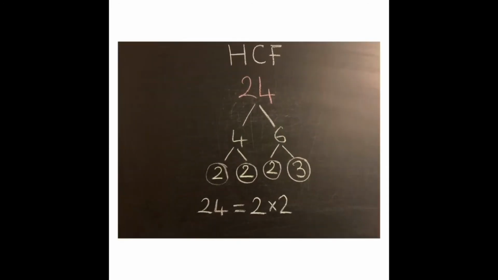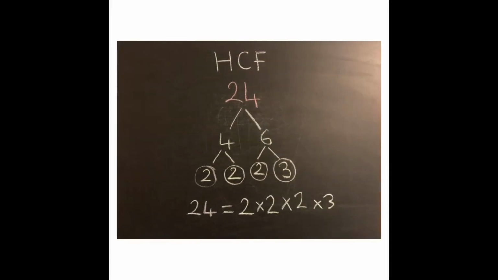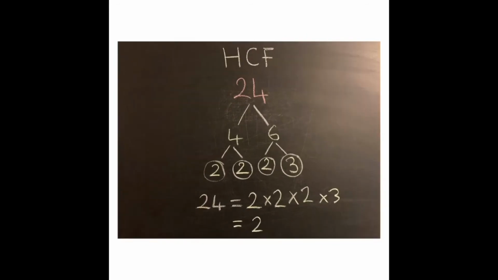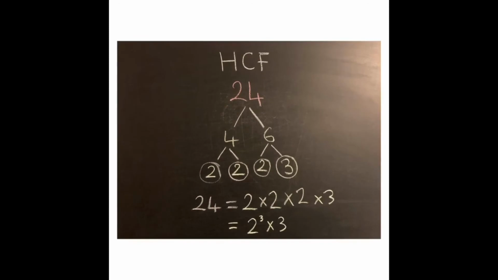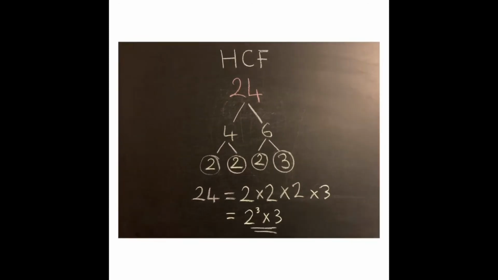So 24 is equal to 2 times 2 times 2 times 3, which is then equal to 2. How many 2's do we have? 3, so 2 cubed times by 3 because we only have 1.